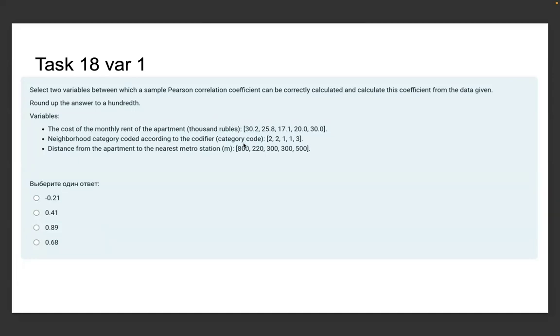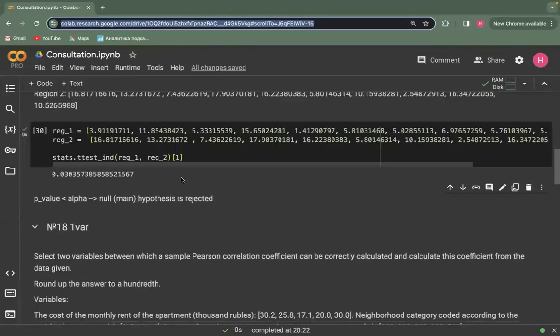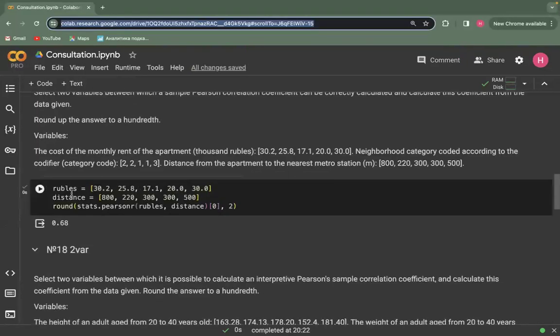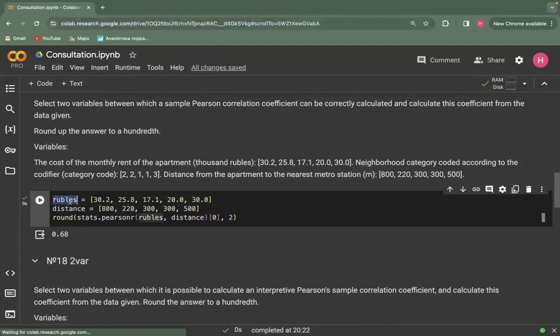So here, yeah, you said that we have to use cost and distance. Let's do this. Here is the cost, here is the distance. And to find the correlation, we have to use the library stats pearsonr. We put our two data sets, rubles and distance, and round it.